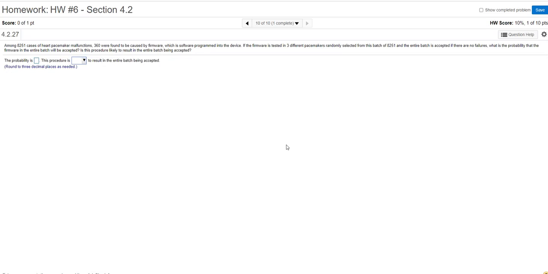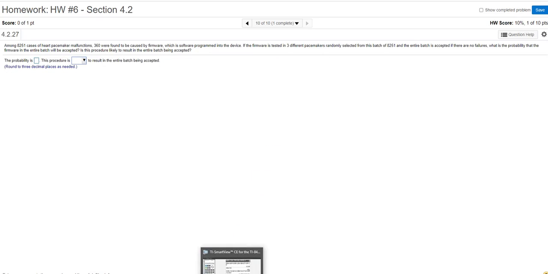So if they randomly select 3, what's the probability the batch is accepted if all 3 of them are okay? So the probability of 3 good is equal to the probability of 1 good, raised to the 3rd power. What the 5% rule is that we're going to sample this without replacement. Well, let me do a little bit of math first, and then we'll get to what I want to say about the replacement and the 5% rule. So 360 out of 8251 are bad.